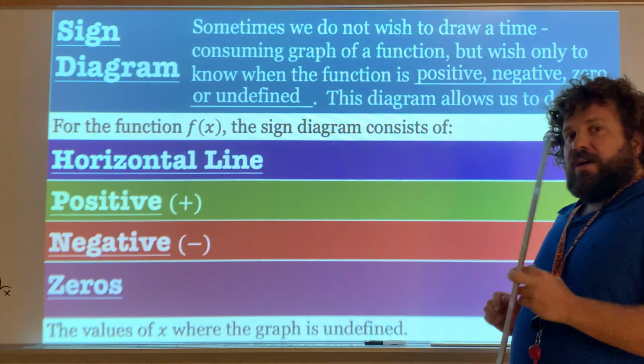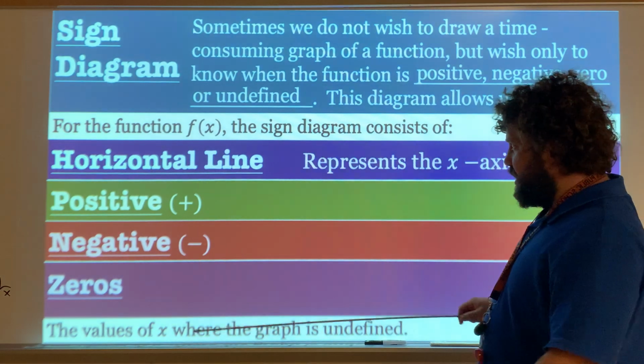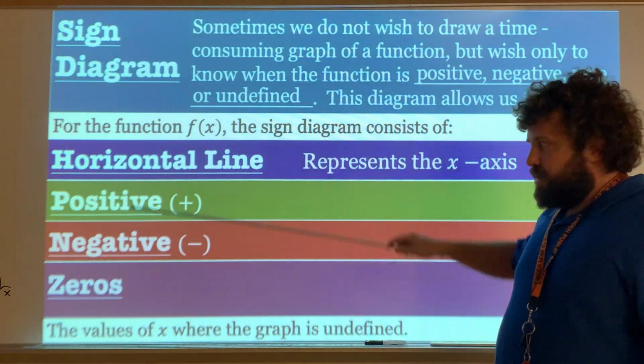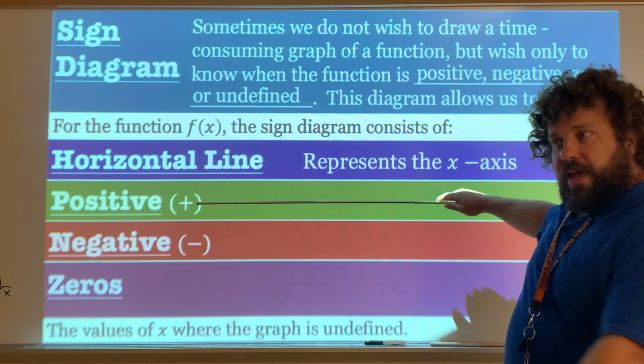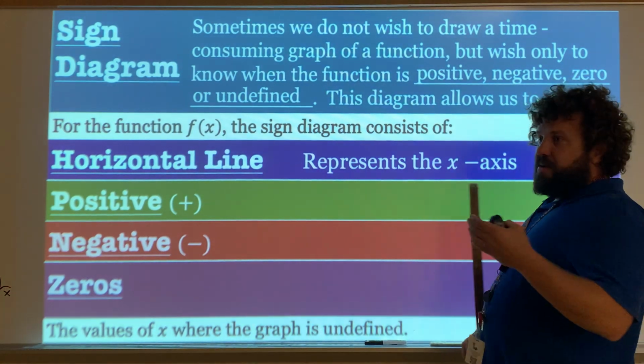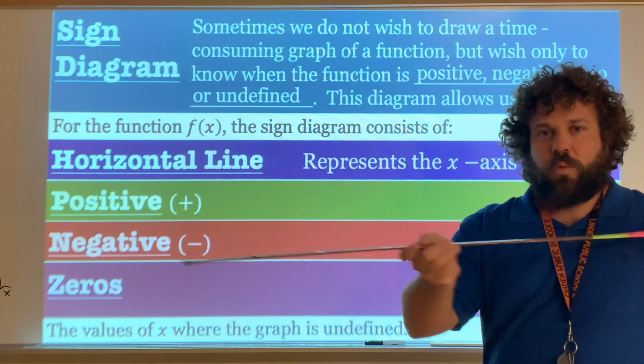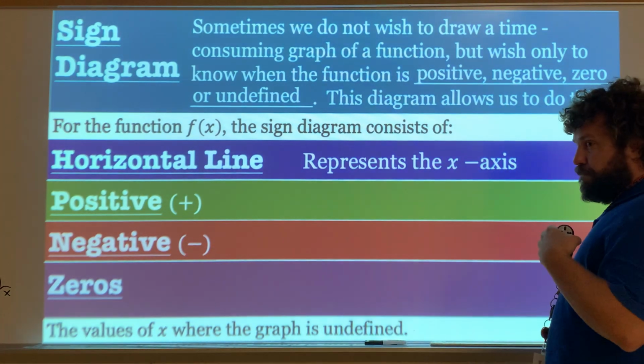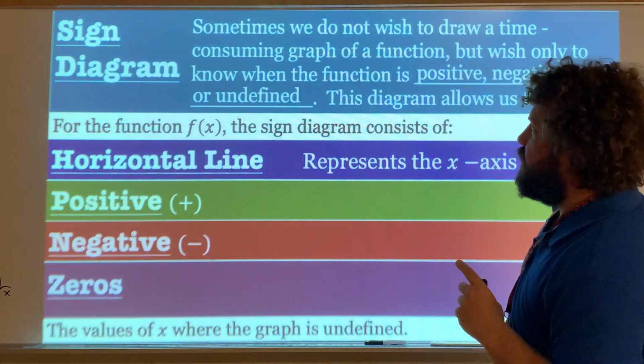The first one is a horizontal line. So what exactly is a horizontal line? It represents the x-axis. Horizontal lines are like this, and they have little arrows on each end, meaning they go on for infinity. So when you draw a sine diagram, you're just drawing the x-axis. So it's like a one-dimensional diagram. All right? Got it so far?